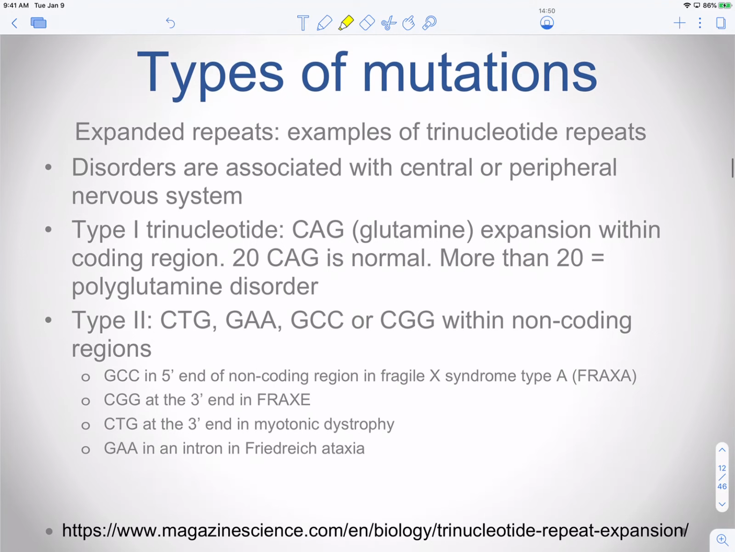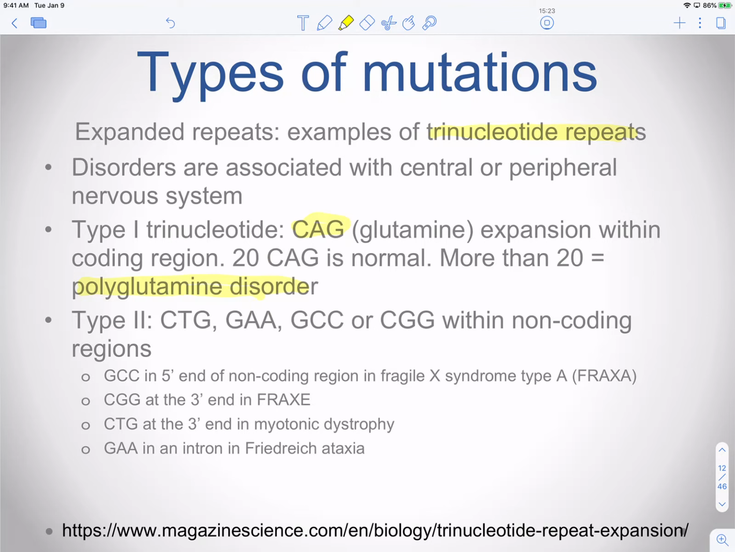So there are some examples of trinucleotide repeats, and disorders associated with the central or peripheral nervous system often have these repeats. So you have a type 1 trinucleotide repeat, which is CAG, and so you're going to have glutamine expansion over and over and over again. And in these genes for the central and peripheral nervous system, about 20 repeats is normal, and then if you have more than 20, you go into what's called a polyglutamine disorder.